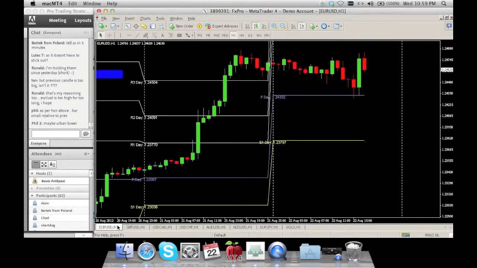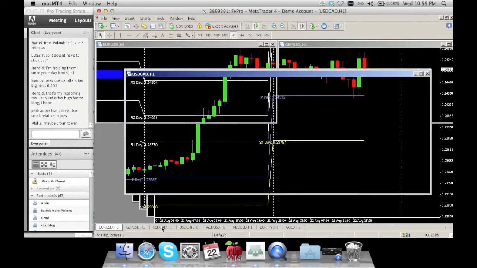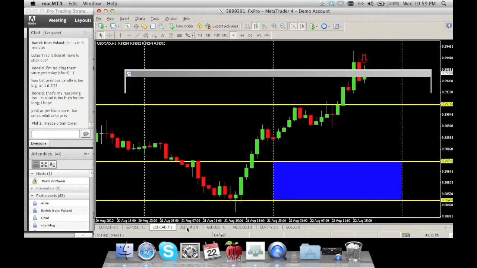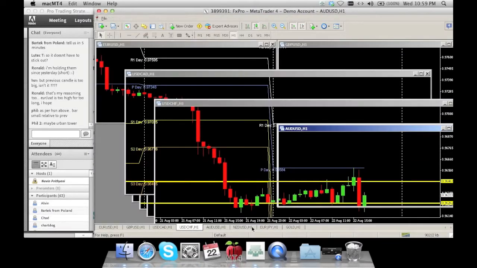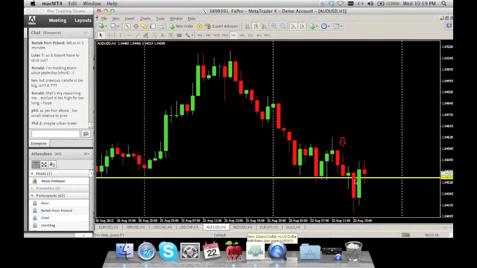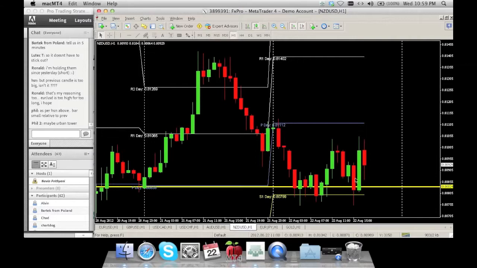So nothing is confirmed right now. Indecision on Aussie dollar. Indecision New Zealand dollar. Tail on top, tail on bottom. Everything's all equal. Tail, top, bottom, and the candle all equal sizes.